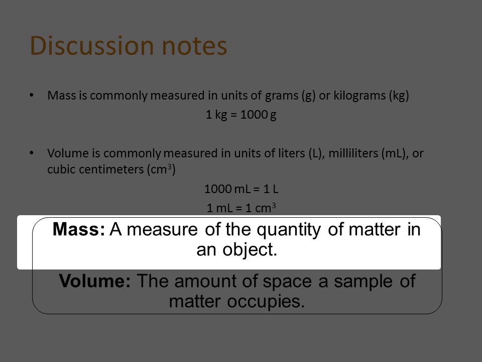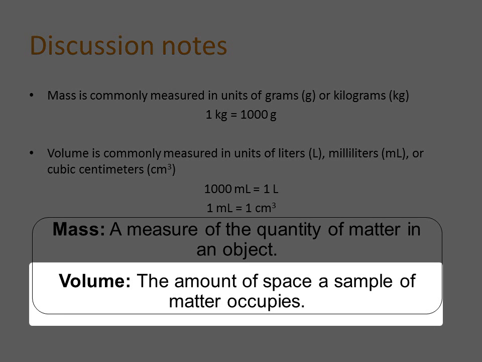Mass actually has to do with how much matter is present, and weight is related to the force of gravity pulling on that matter. For example, underwater or in space, things might weigh less, but they still have the same mass because they're made of the same amount of substance.